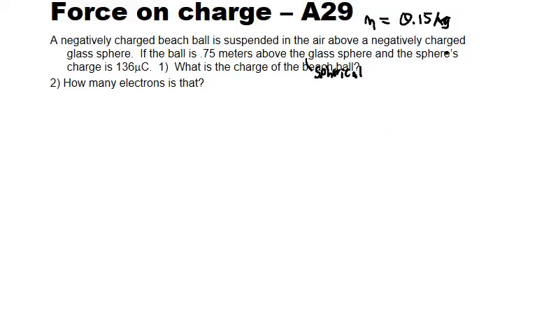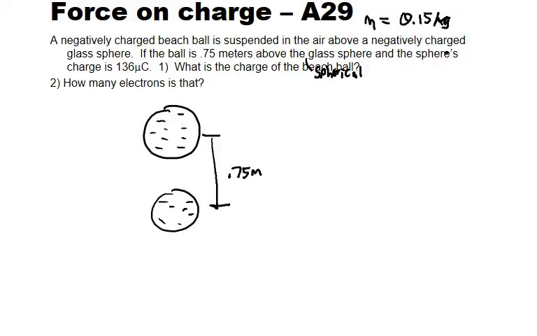Okay, so we have a negatively charged beach ball suspended in air above a negatively charged glass sphere. The ball is 0.75 meters above the glass sphere, and we want to figure out the charge of the beach ball to make that happen. So let's say it's set up like this, and you want to figure out what's going on there. Now, the fact that the glass sphere is negatively charged, I don't want to confuse you there. Remember, if you have a neutral glass sphere and you apply friction, it's going to shed its electrons, right? So this glass sphere has been given extra electrons, and is suspended in the air there.